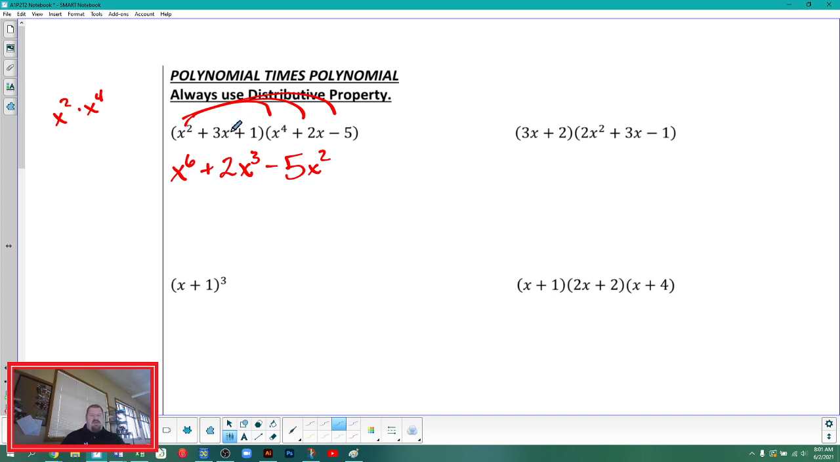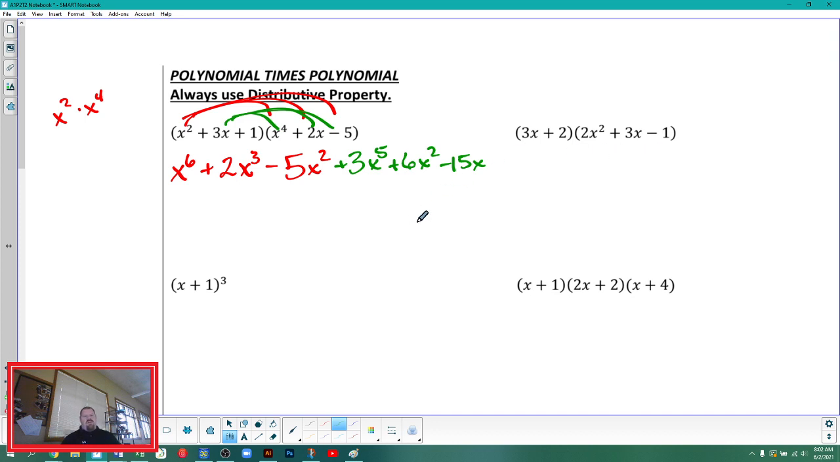The next thing I'm going to do is multiply the 3x by everything, and I'm going to switch colors to show a little bit of differences here and how this is going to work. 3x times x to the 4th, that's going to be plus 3. And now there's 1x here, 4x's here, so that's 5 total x's. 3x times 2x, 3 times 2 is 6. That'll be an x squared. And 3x times negative 5 will be negative 15x.